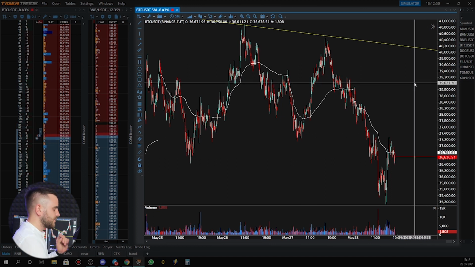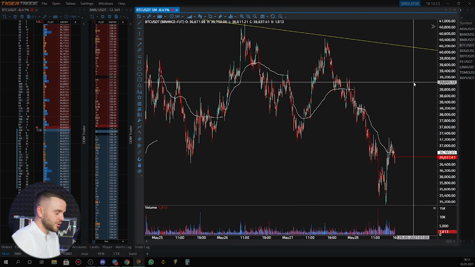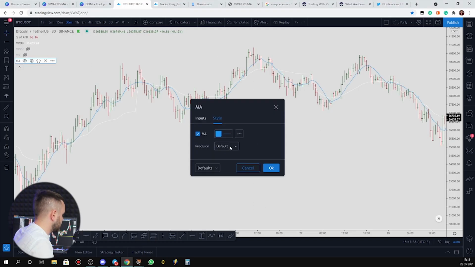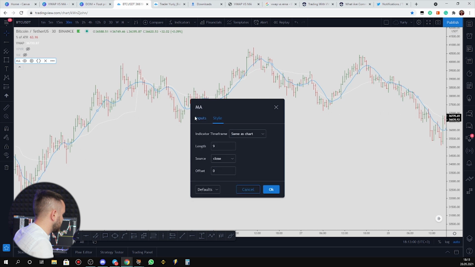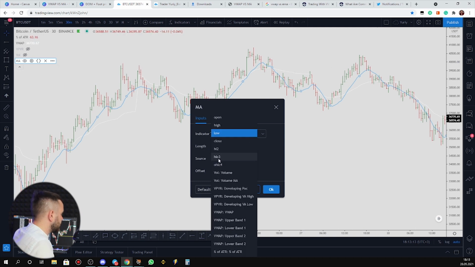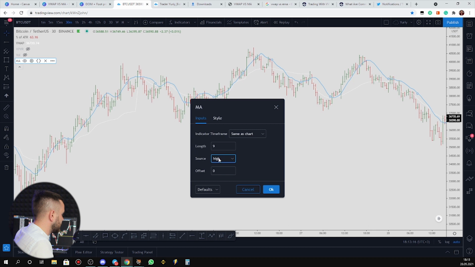And what's the difference between VWAP and moving average? You can build the moving average yourself, take a look, open the chart settings, there must be style and inputs. As you can see, for the source, we can build a moving average on the low of every candle, meaning it calculates the low of every candle. We can build it on the high, on the open, on high-low, on high-low-close, and also on volume.